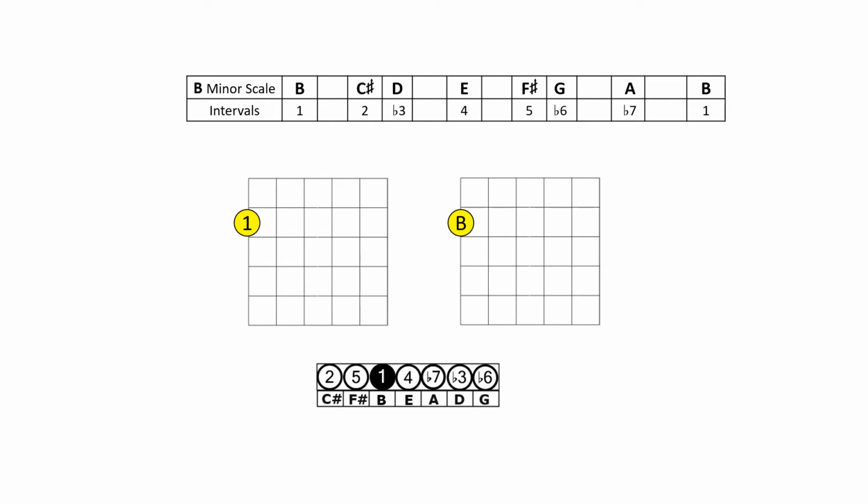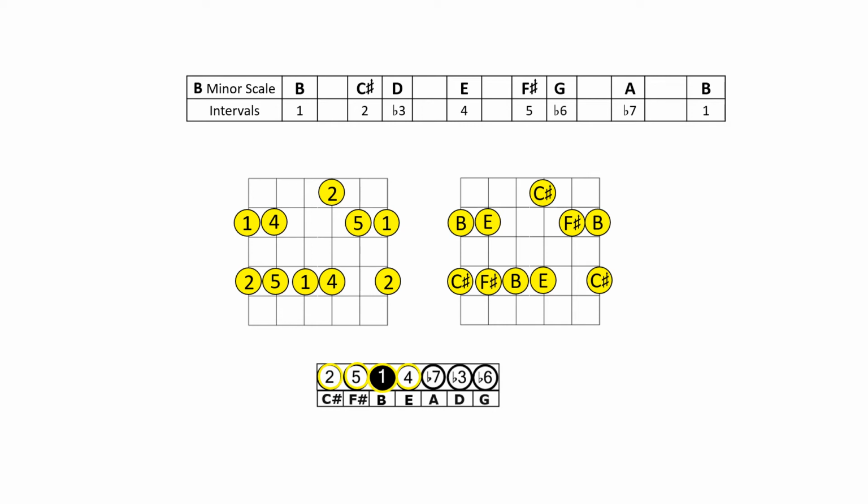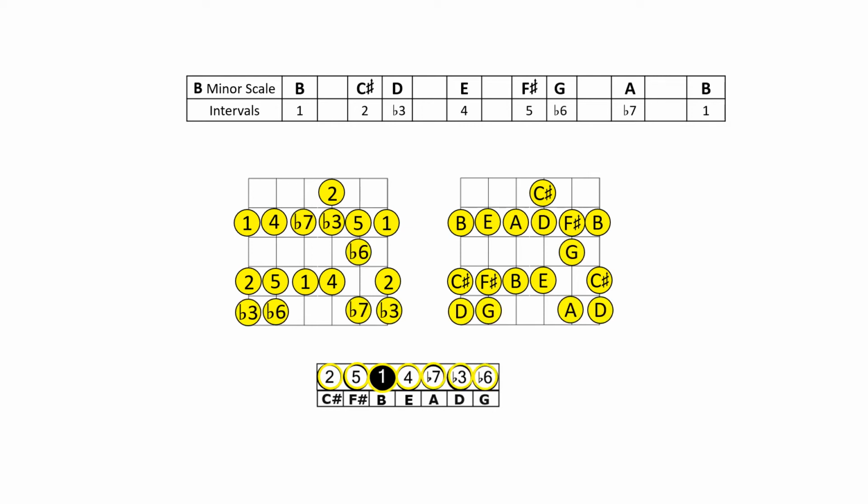When plotting minor scale notes as perfect fourths, we must begin our pattern from the major second scale degree, C sharp, which is a whole step up from the root B. We will arrive at the following notes: C sharp, F sharp, B, E, A, D, G.